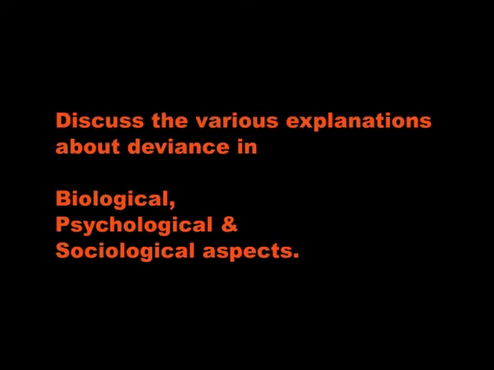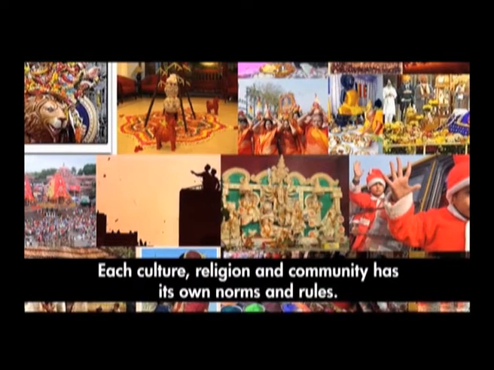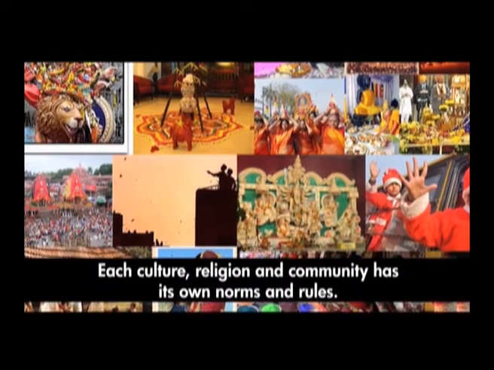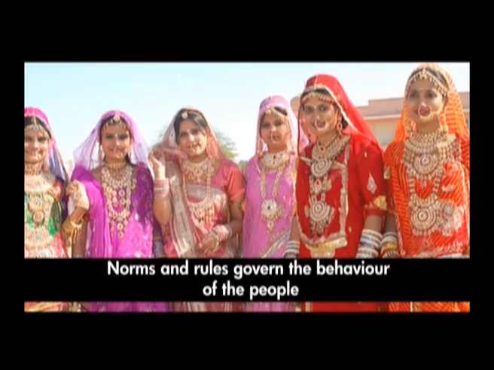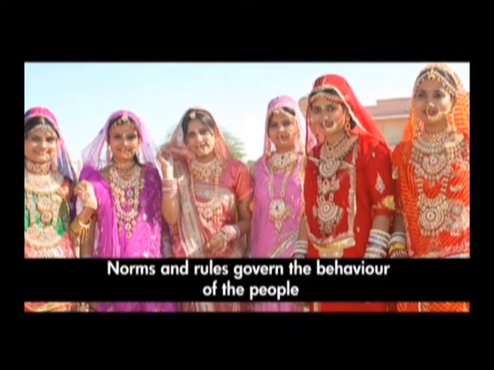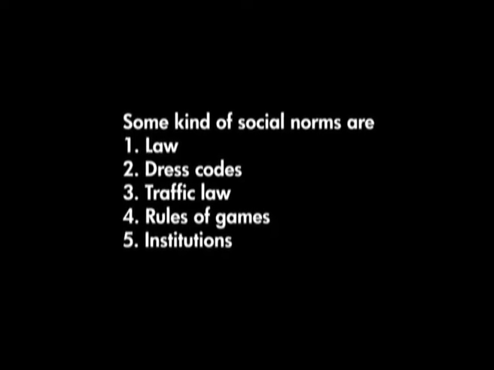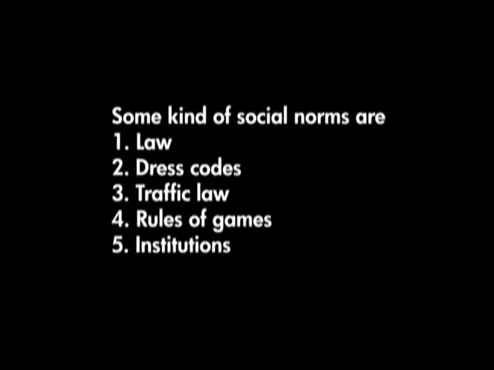We shall also discuss the various explanations of deviance in biological, psychological, and sociological aspects. Each culture, religion, and community has its own distinctive norms and rules. These norms and rules ask of us that we have appropriate behavior to govern them. Law, dress codes, traffic rules, rules of games and institutions are some kinds of social norms.